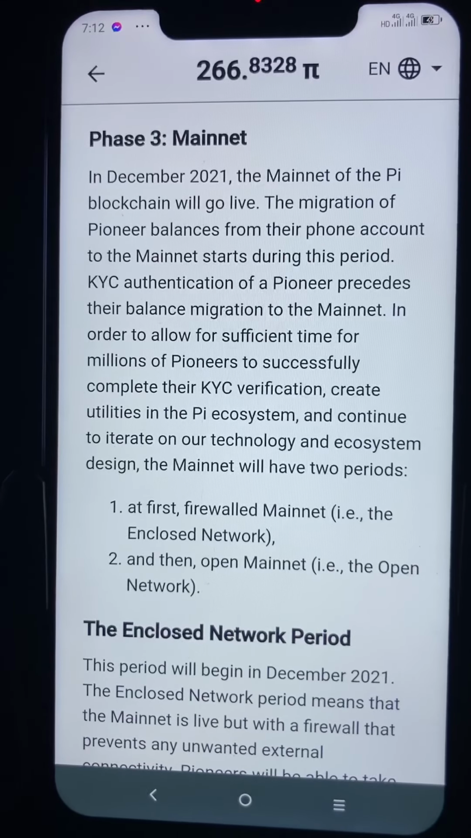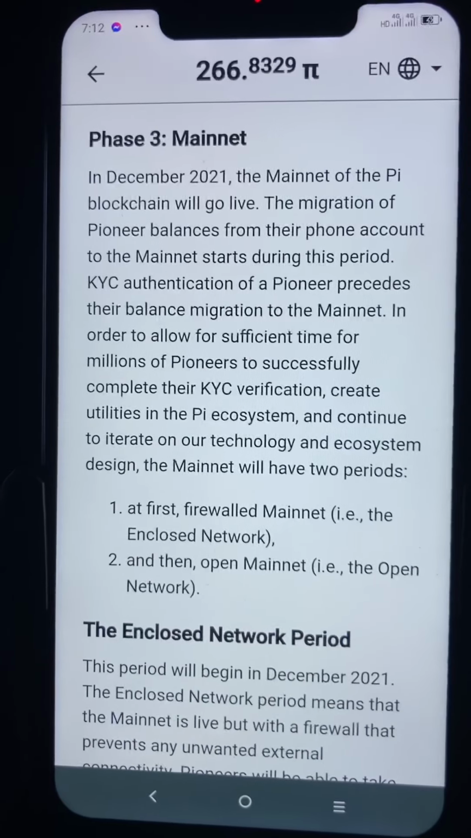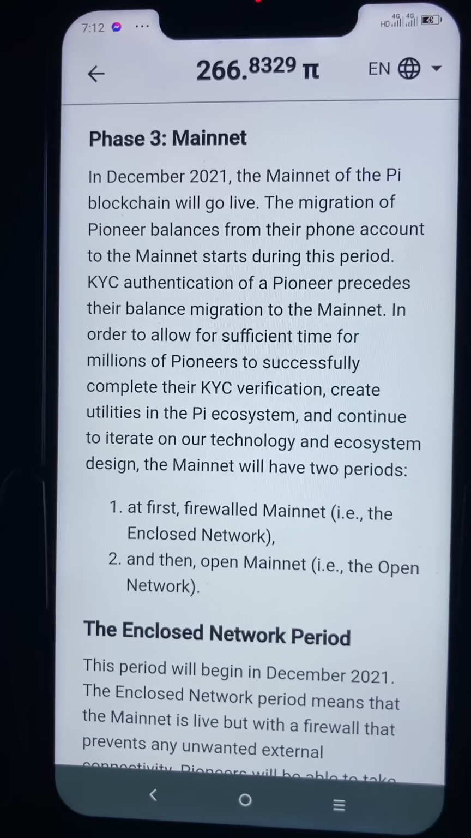Okay, in December 2021, this month, the mainnet of Pi will go live. Yan ha. Sa mga medyo excited na, this month na yan. So 17, 18, 19, 20, 21, 22, 23, 24, 25, 26, 27, 28, 29, 30, 31. It's just 14 days left. 14 days. Within 14 days, you have your mainnet na.